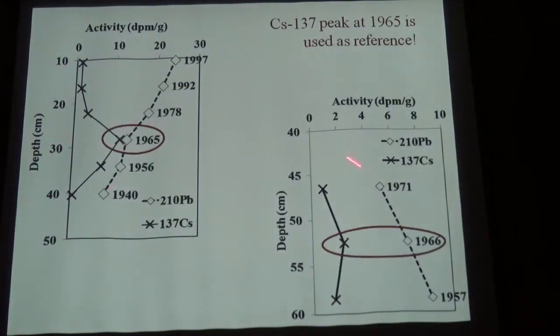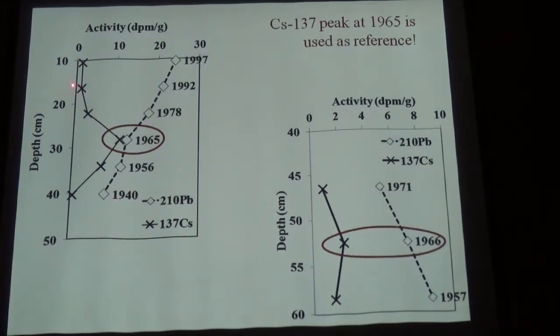So these are two different cores, and in depth up to 40 centimeters. And the diamonds here are lead-210 concentration. As you see, these are activity in DPM per gram with assigned ages based on the lead-210 model. So higher concentrations in the surface, as the isotope decays, and lower concentrations that would be equal to the radium in this peat.